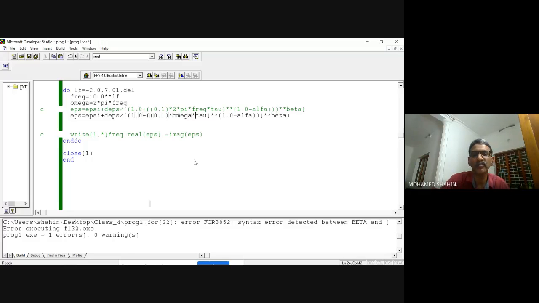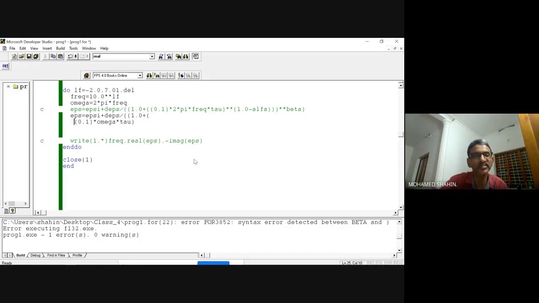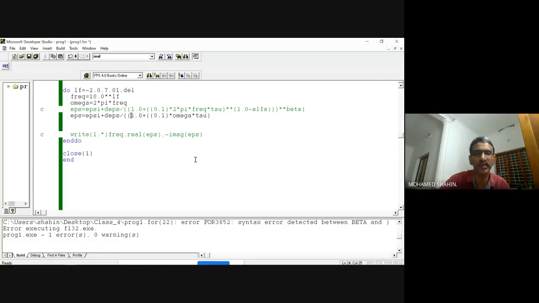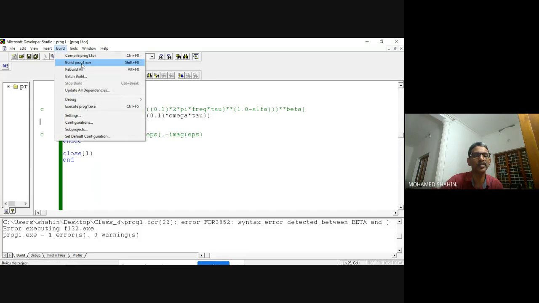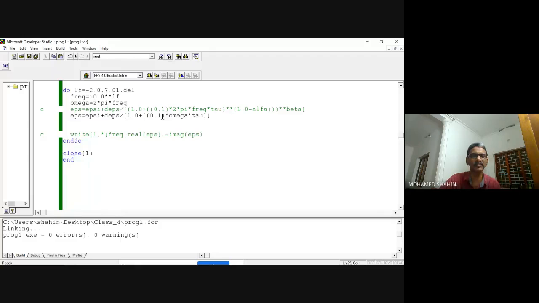Now we remove all 1 minus alpha and beta. Now you can see that the denominator is 1 plus, this is I omega tau. This is okay. Up to this it is okay. Now the bracketing is here also closed. Now we will see what is file save, build, rebuild all. Now there is no error.